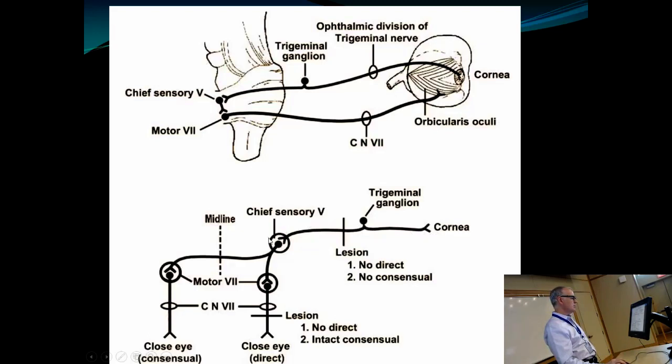So this goes into the principal or chief sensory trigeminal nucleus. But because we've got a lesion right here, we're not going to get a direct response. So you touch the left cornea, the left eye is not going to do that much. But because both facial nerve nuclei are stimulated when you touch one cornea, the opposite eye will close. So if we touch the left cornea, we're not going to get a direct response, but we'll get an intact consensual response, where the opposite eye will close.